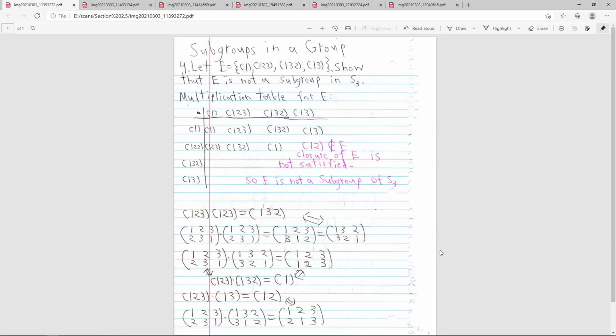Okay, subgroups in a group. So we have a couple examples now of this idea of subgroups. Let E equal {(1), (1 2 3), (1 3 2), (1 3)}. Show that E is not a subgroup in S3.